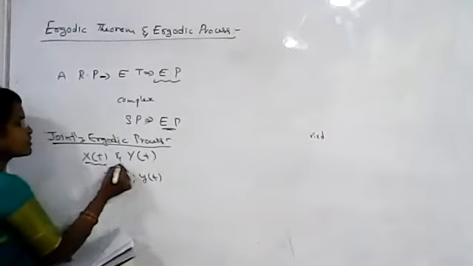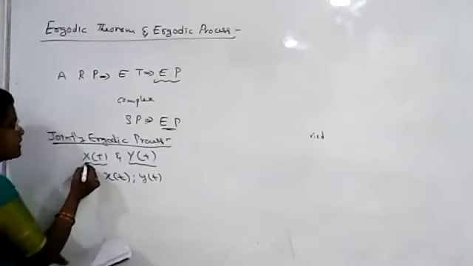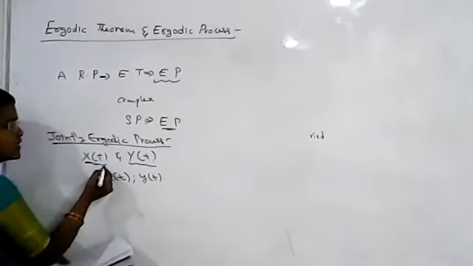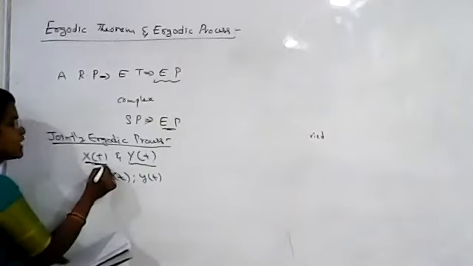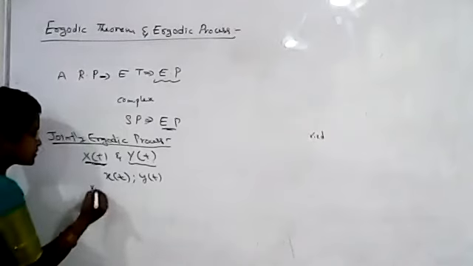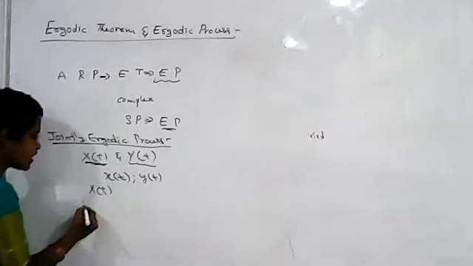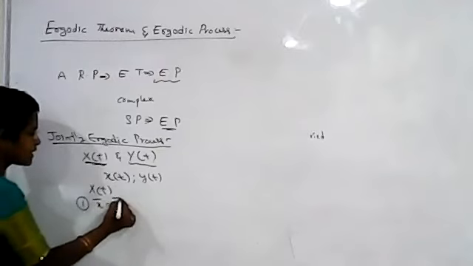if the random processes are individually ergodic, and the time cross correlation of these two random processes is equal to the ensemble cross correlation. When these two conditions are satisfied, the two random processes are called jointly ergodic random processes. What is the condition? Each random process is individually ergodic. Individually ergodic means x bar should be equal to capital X bar.